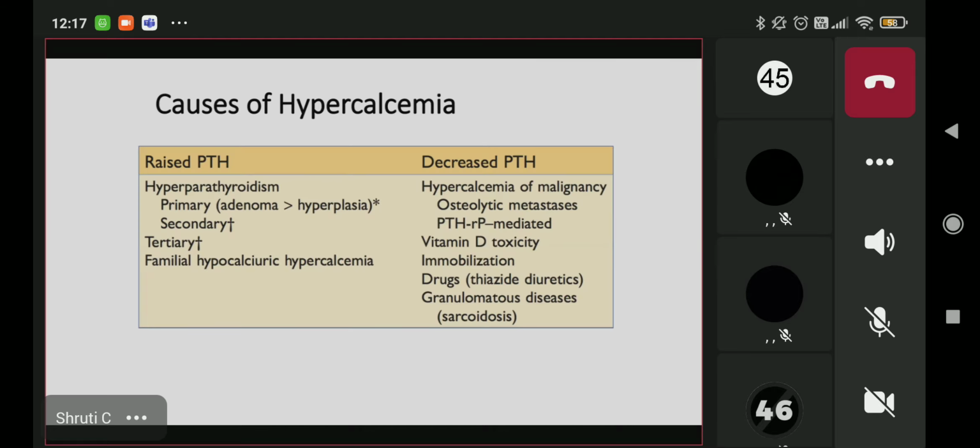Okay, so let's summarize it in a table. The causes of hypercalcemia can be due to raised parathyroid hormone or due to decreased parathyroid hormone. What will be the causes of raised parathyroid hormone? The primary hyperparathyroidism, more commonly adenoma, then hyperplasia, secondary and tertiary, and this entity.